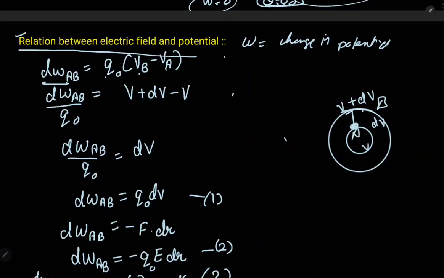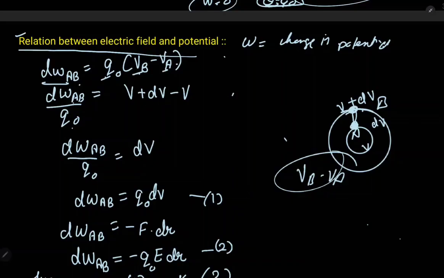We have to move a charge from A to B. So A to B, B is the final position and A is the initial position. So work done is equal to VB minus VA. So I can write work done is equal to Q naught times (VB minus VA). I will divide by Q naught here. So dW upon Q naught will be equal to VB minus VA.